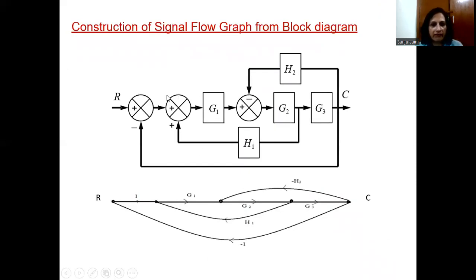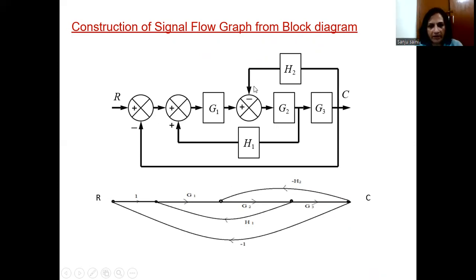So wherever we are having a summer, there we will be representing a node. So one node is here, another node is here, another node is here. Then at this point, we are having a takeoff point. Again, we have to assign a variable, and then we are having the output node.